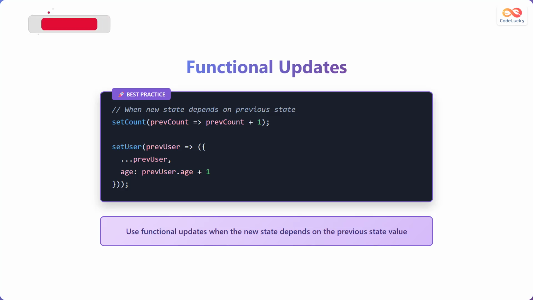When the new state depends on the previous state, you should use functional updates. For example, to increment a counter, you can pass a function to setCount that receives the previous count as an argument and returns the new count. Similarly, to update a user object based on the previous user object, you can pass a function to setUser that receives the previous user as an argument and returns a new user object with the updated properties. This is the best practice for updating state when the new state depends on the previous state value.